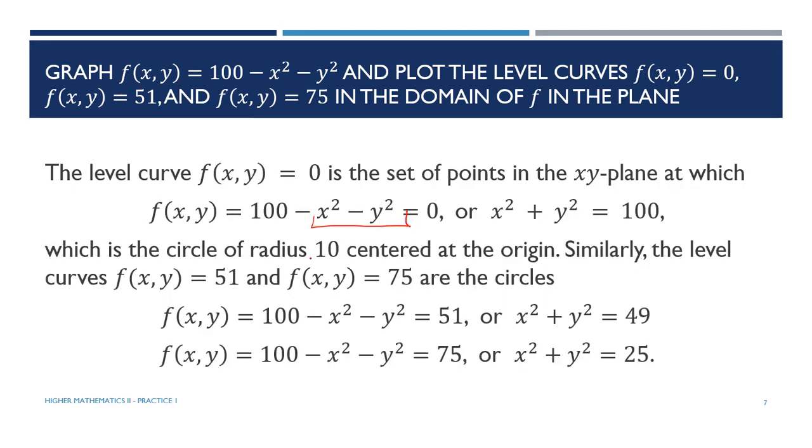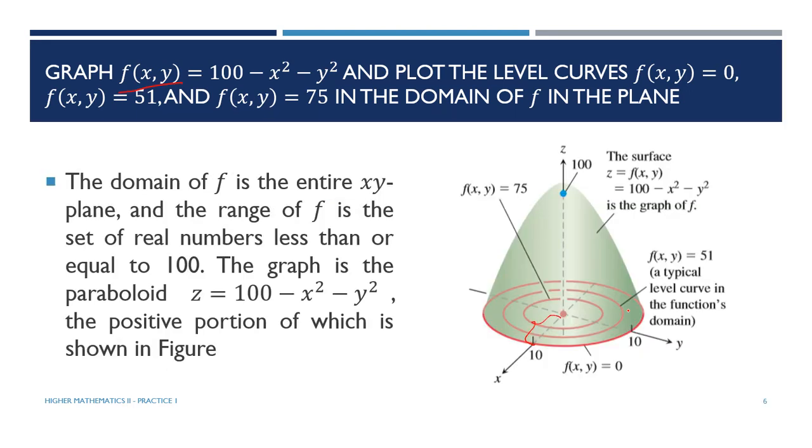And in the second case, it says similar level curve f of xy equals to 51, which gives us 100 minus this expression. If we took this together to another part, they will be positive, and 100 minus 51 gives us 49, which is the circle again, with the radius of 7. This point is 7 now.